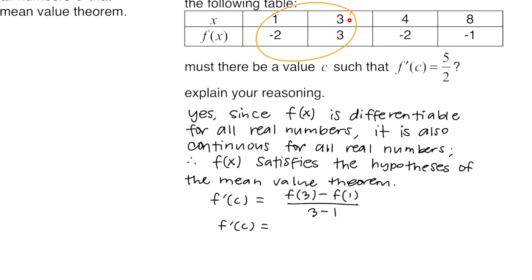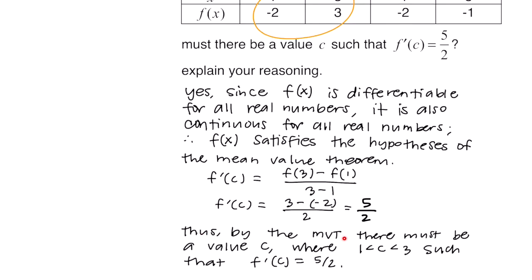From the table, we have f of 3 is 3, f of 1 is negative 2, and in the denominator we get 2. So we get f prime of c is equal to 5/2. And finally, we write, thus, by the mean value theorem, there must be a value c where c is between 1 and 3 such that f prime of c is equal to 5/2.